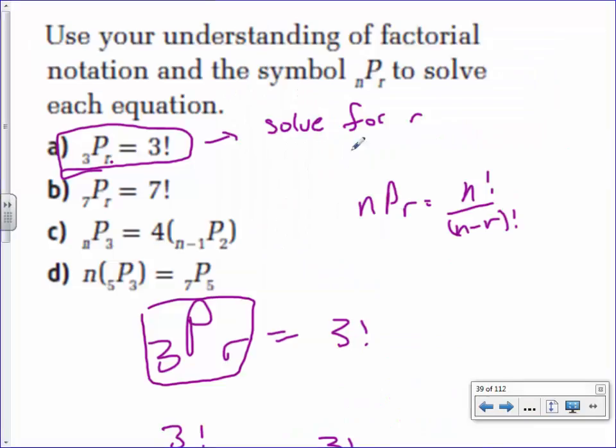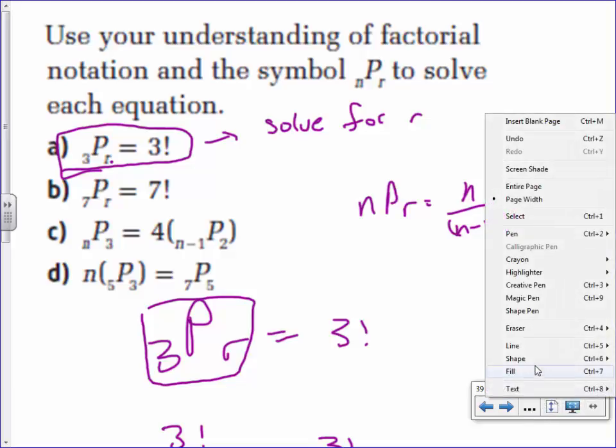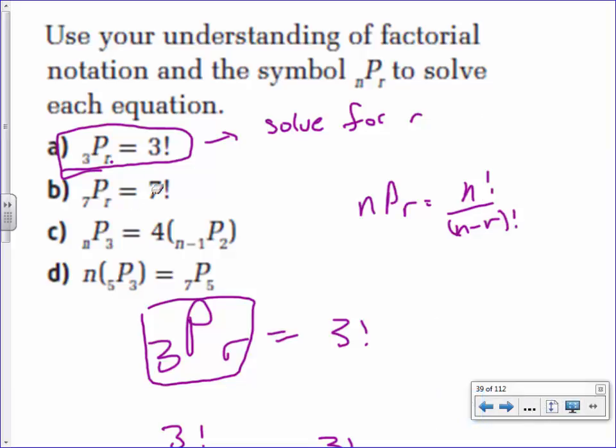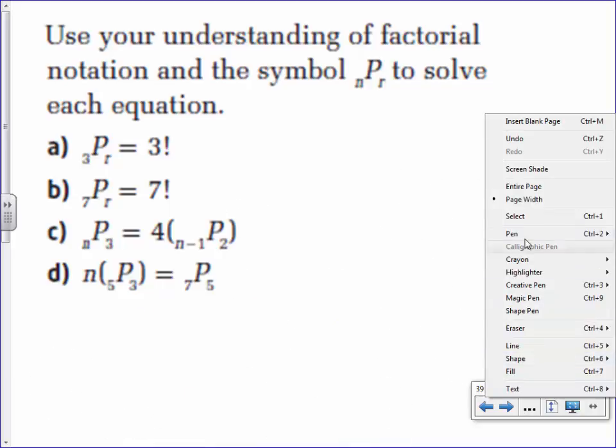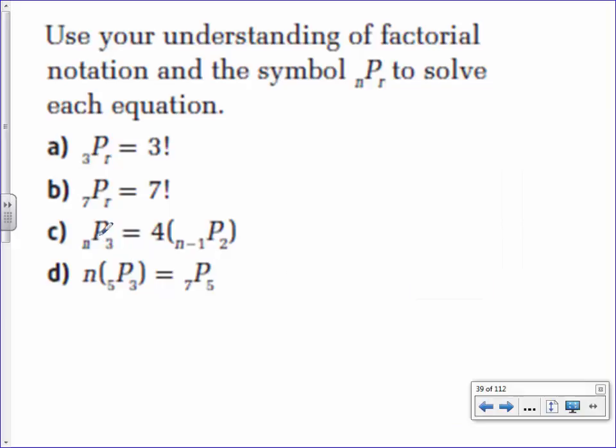I'm gonna try another one here. Let's skip down and do C, just to save some time here. I don't think we need to do all of them. So on C, we're actually being asked to solve for n instead of r, but same concept. What does nP3 really mean? Well, nP3 means n factorial over n minus 3 factorial. That's what this little bit right here means.